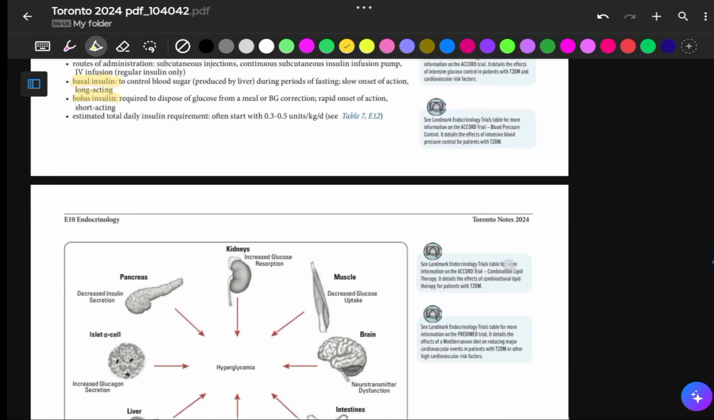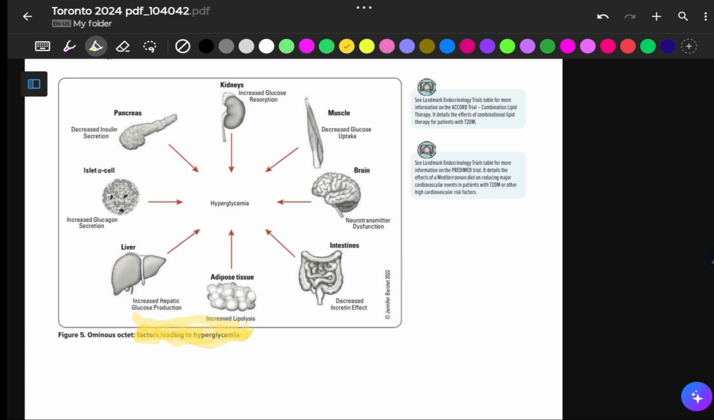Okay. So moving to the next slide. This diagram shows us the factors that lead to hyperglycemia. Starting from the kidney, you have increased glucose reabsorption. So the kidney causes increased glucose reabsorption. If glucose is reabsorbed into the blood, then it causes hyperglycemia.